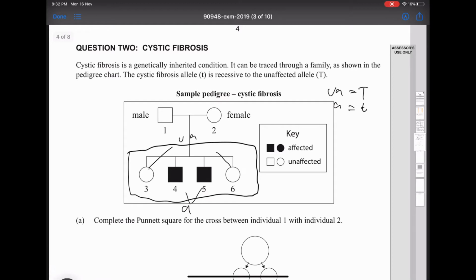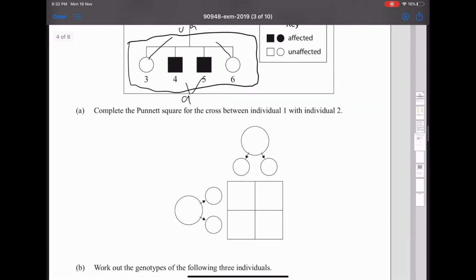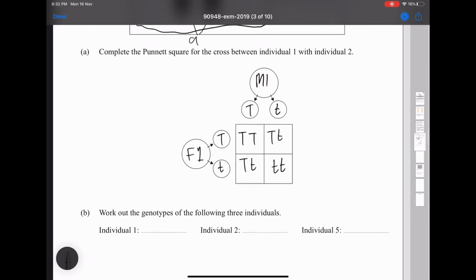So it asks us to complete a Punnett square for the cross between individual 1 and individual 2. So we can just put down T, t, T, t, as both parents carry heterozygous alleles. So doing this will give us TT, Tt, Tt, and tt. So we can just do male 1, female 1. And that's the Punnett square done.